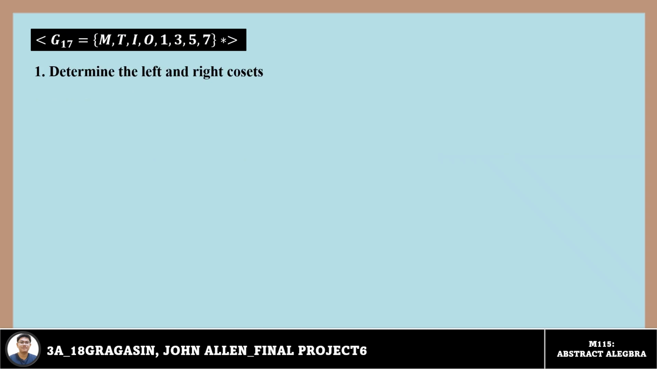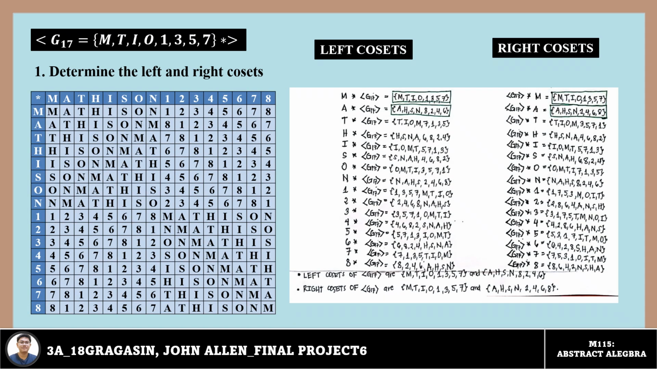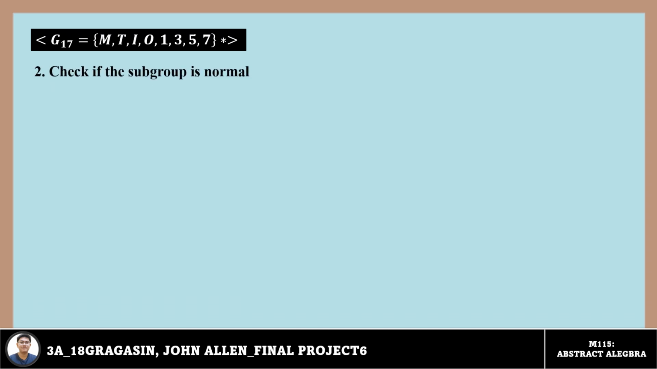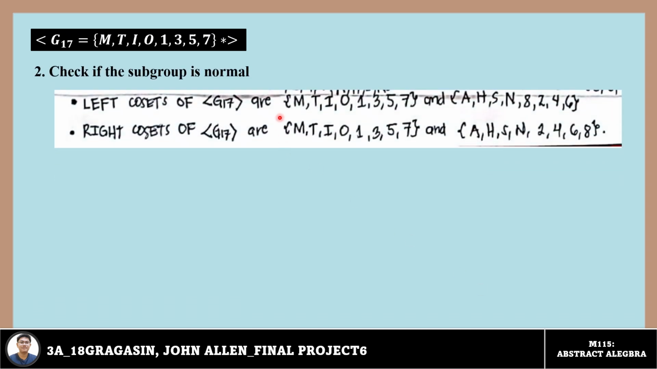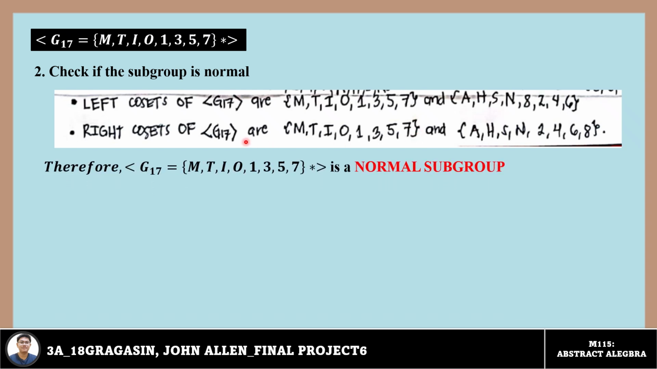And then next for our G sub 17 with elements MTIO 1, 3, 5, 7 under the binary operation, we have this one. So as you can see here, the left cosets of G sub 17 are MTIO1357, AHSN 8246. And then for right cosets, MTIO1357, AHSN 2468. And then we check if it is a normal subgroup. As you can see here, the elements in left and right cosets coincide with each other. Therefore, G sub 17 is a normal subgroup.